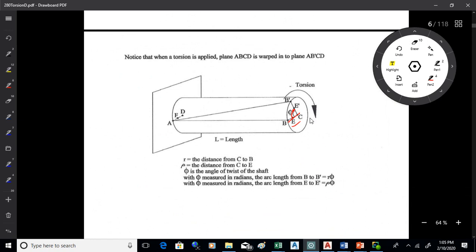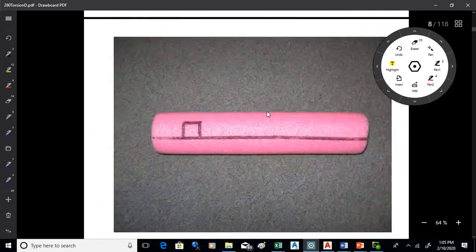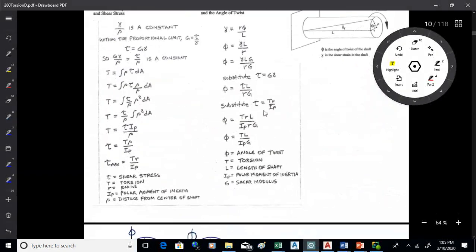You also have a constant ratio between that strain and how far from the center of the shaft you are. So as you get further and further from the center of the shaft, the shear stress goes up in a linear way. All right. And that gets us to these derivations here. The key idea is that the shear strain divided by the distance from the center of the shaft is a constant. You can multiply by G and get the shear stress. So the stress is maximum the further you get from the center of the shaft, and it's a linear relationship.